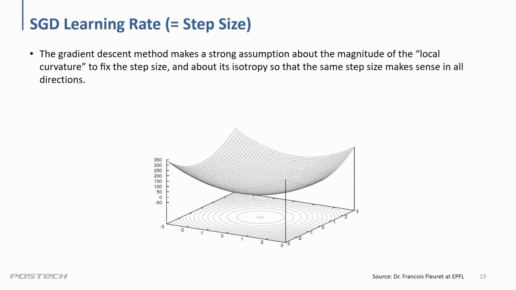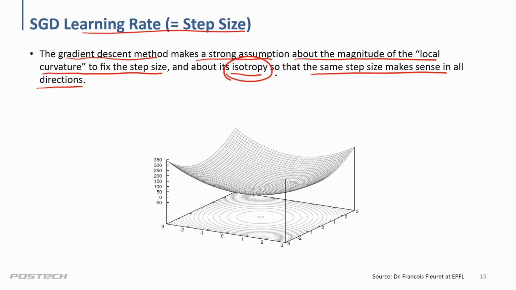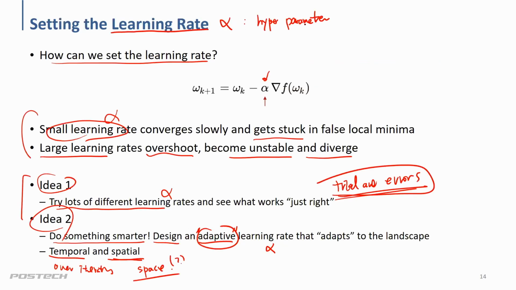Let's think about the alpha step size. The gradient descent methods make a strong assumption about the magnitude of local curvature to fix the step size. It's isotropic, so the same step size makes sense in all the directions. This sounds very complicated. Let's think about this. So what I want to explain here is isotropic.